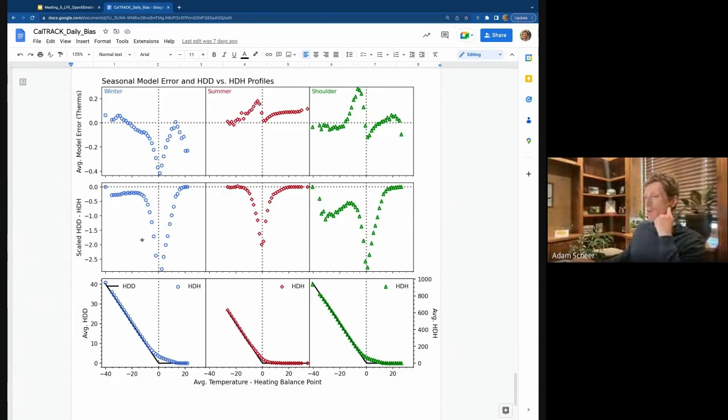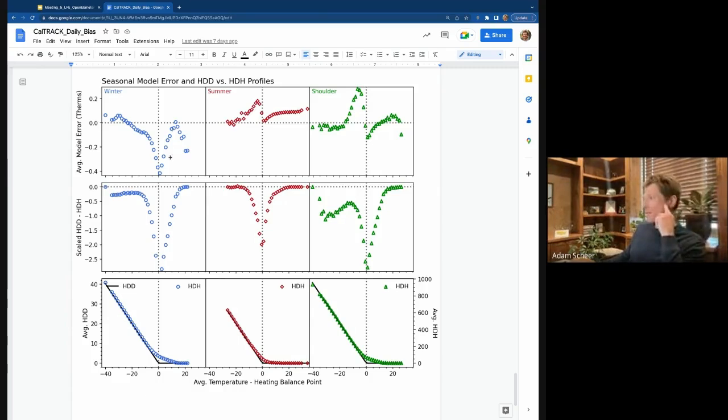And the error, like I've scaled the difference between the heating degree days and heating degree hours, and that's shown here. So this is the scaled difference. And this top graph is the actual Caltrac daily model error. Looks pretty similar, doesn't it? This is something that we just haven't followed through on because there's just a million things to look at.